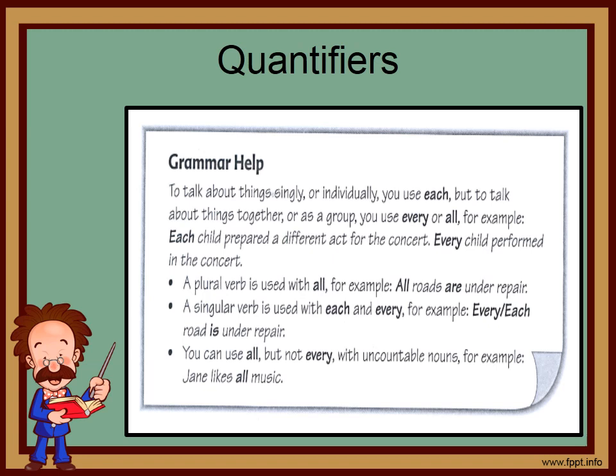To talk about things singly or individually, you use each. When we count anything as single or individual, we just want to count that, then we use each. First point to keep in your mind. But to talk about things together or as a group, you use every or all, right? For individual, each; as a group, every or all, right?